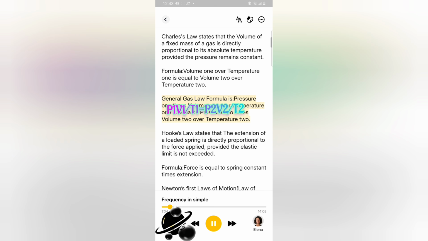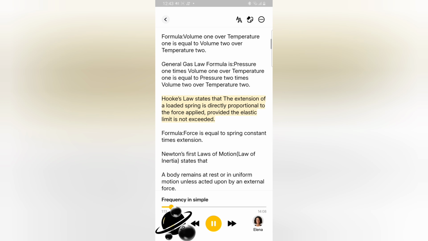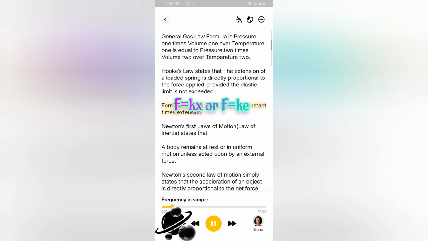General gas law formula is pressure 1 times volume 1 over temperature 1 is equal to pressure 2 times volume 2 over temperature 2. Hooke's law states that the extension of a loaded spring is directly proportional to the force applied, provided the elastic limit is not exceeded. Formula: force is equal to spring constant times extension.